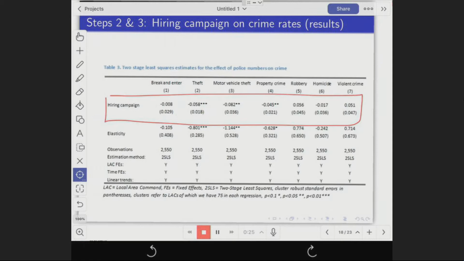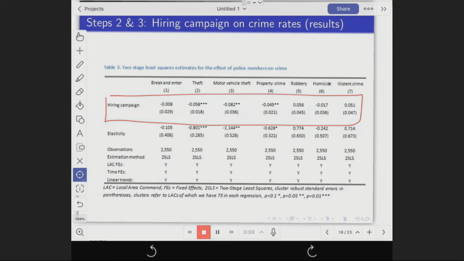Here we look at thefts. Thefts went down 5.8% during the hiring campaign. Motor vehicle theft went down 8.2%. Property crime, which is the aggregate of these two, when you sum them up, went down 4.5%. For robbery, no significant change. Homicide, no significant change. Violent crime, which is the aggregate of these two, no significant change. One thing worth noting is that the robbery estimate is positive, even though it's not statistically significant, it's not negative, which is kind of weird. So something worth keeping in mind.